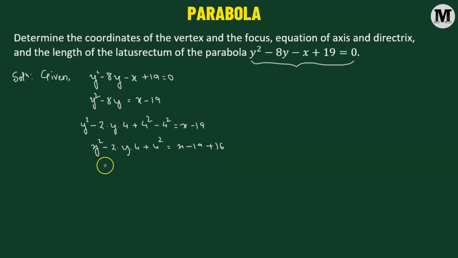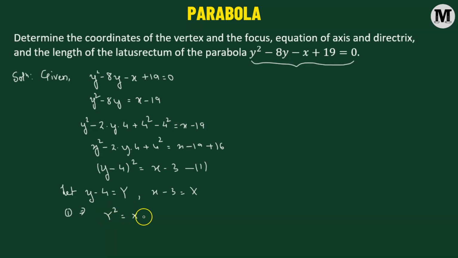Now the first three terms on the left hand side are nothing but y minus 4 whole squared. This will be equal to x minus 3. Let's label this as equation number 1. Now we're going to make a substitution here. Let y minus 4 be equal to Y in uppercase, and x minus 3 be equal to X in uppercase, such that our equation number 1 now transforms to Y squared equals X.